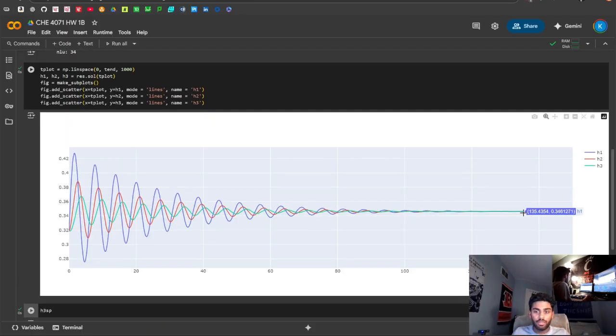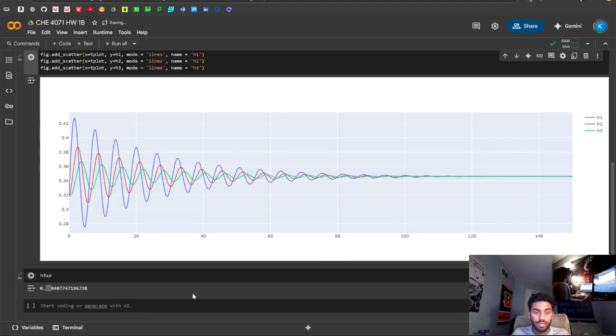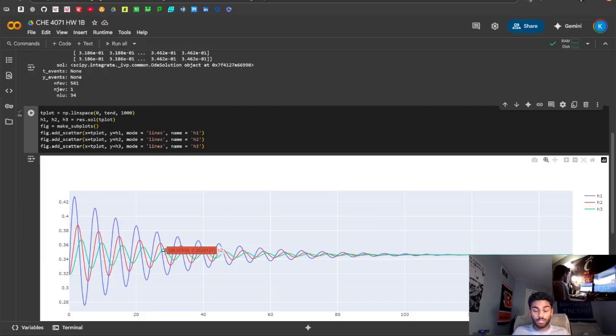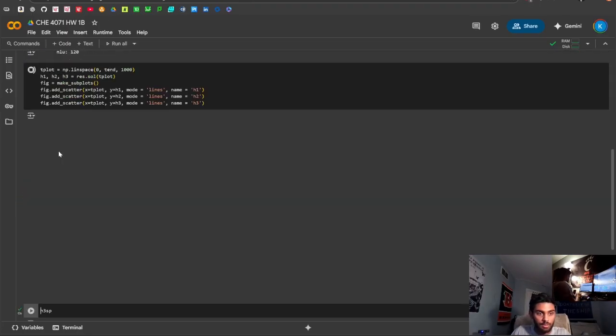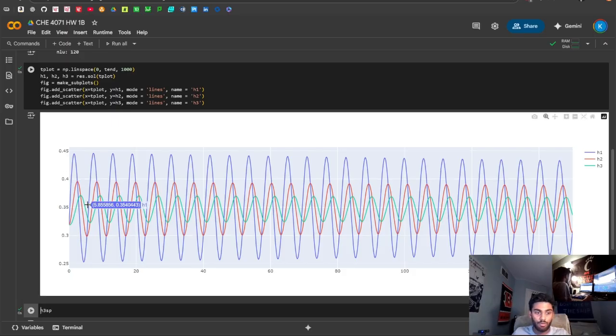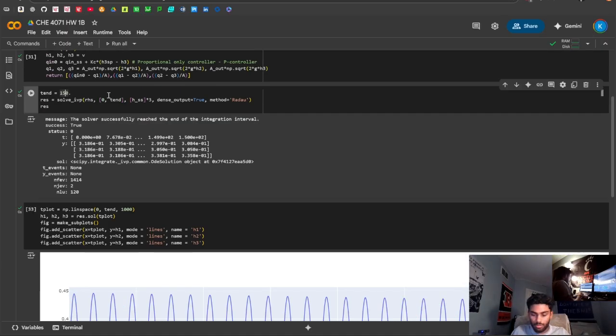So now we're seeing that there is a pattern here. As we increase our controller gain, we have a proportional offset, which is what this is called, from our desired set point, and the more we increase the controller gain, the less stable this system becomes. And what do I mean by stable? Well, let's crank this up a little bit more. 6. Yeah. All right.